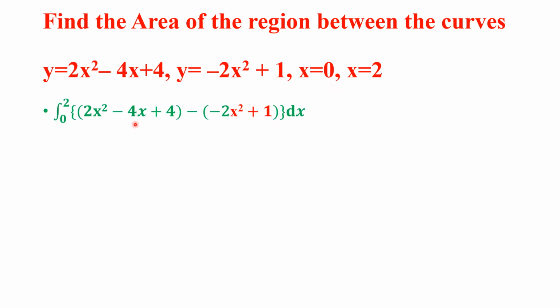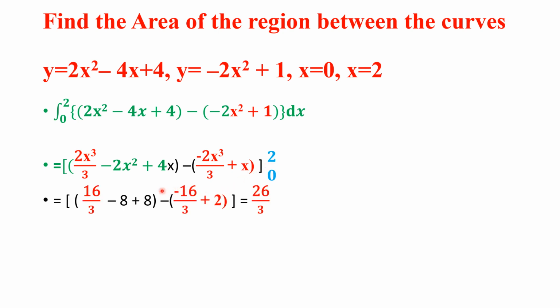To find the region, we have to do the integration between 0 and 2 of the first function minus the second function. The first term, this is its integration, and this is the second term's integration, and this is the third term's integration. And the same thing for the second function, which is subtracting. We're subtracting this function, so we need to get the integration of this function, and this is the integration of that function. We have to evaluate between 0 and 2.